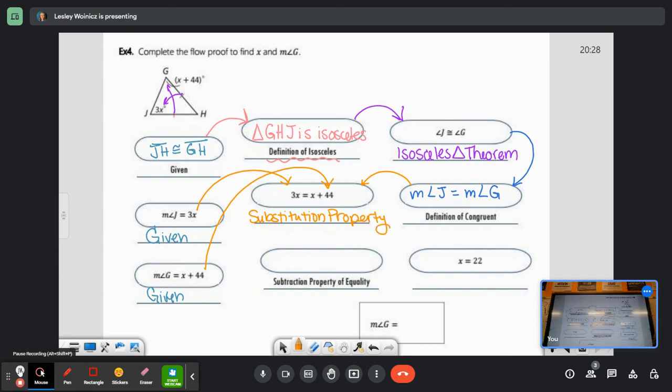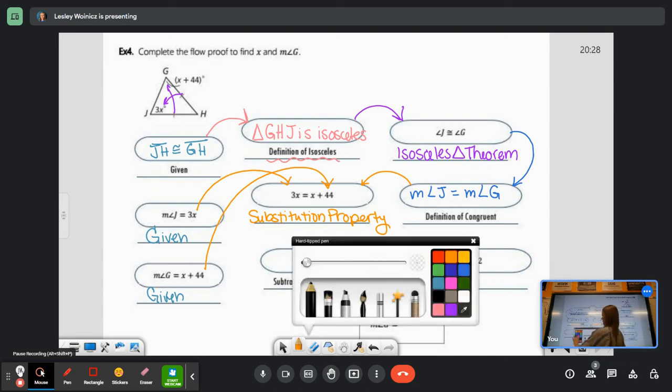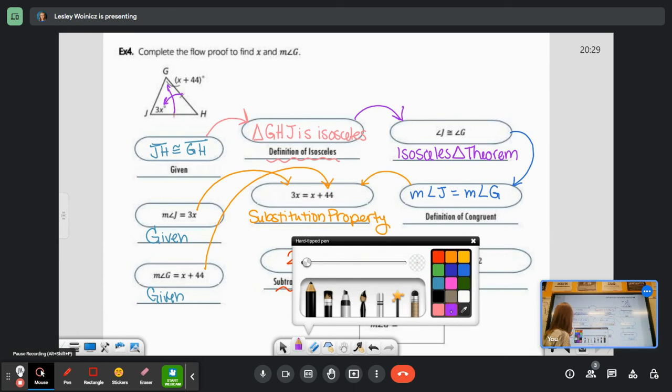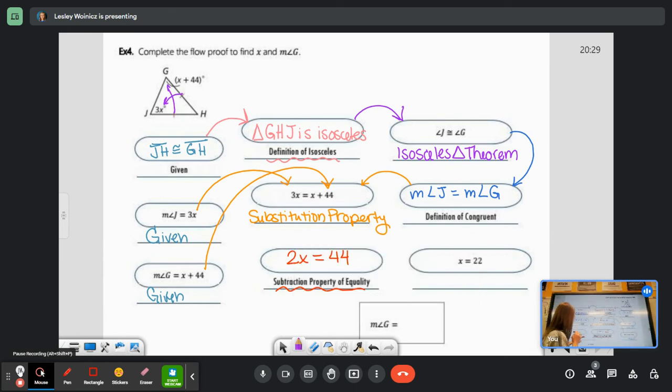Okay. Everything is flowing together now. Okay, so I want to get all of my x's on one side. So if I subtract x from both sides, I get 2x equals 44. And I used the subtraction property of equality to do it. Last but not least, I divide both sides by 2. And I get x equals 22 by using the division property of equality.